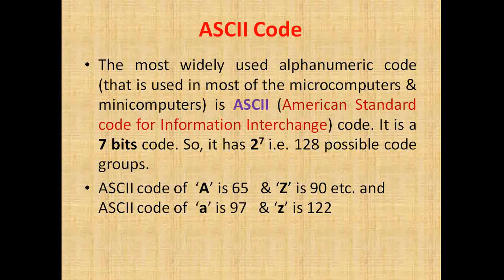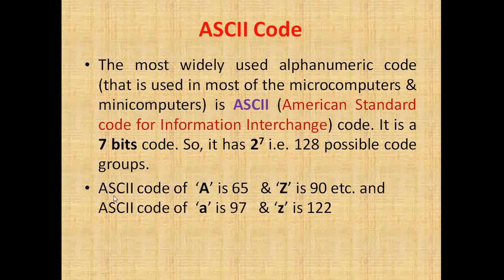7-bit code. So it has 2 to the power 7, that is 128 possible code groups. So it can represent how many characters? 128 characters it can represent, because it has a 7-bit code, and in 7-bit you can store 2 to the power 7 possible codes.